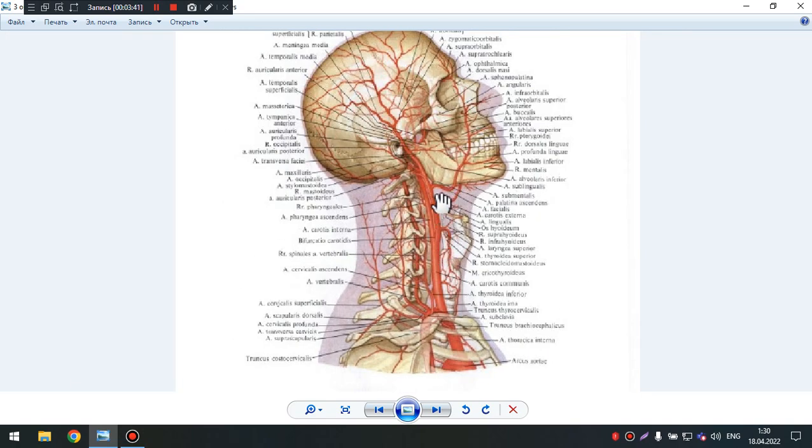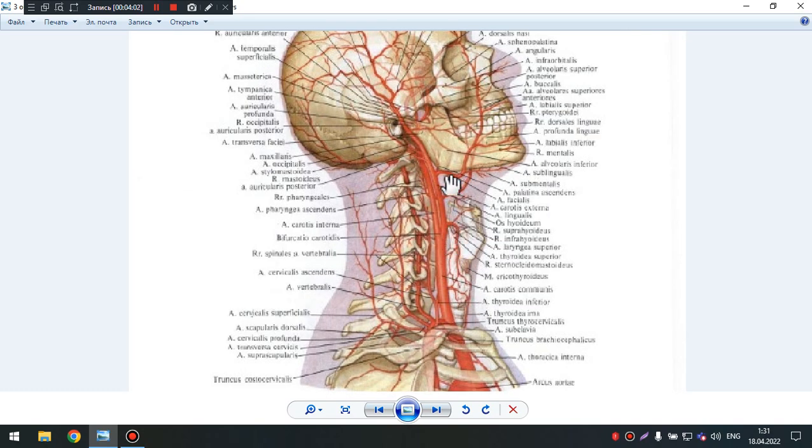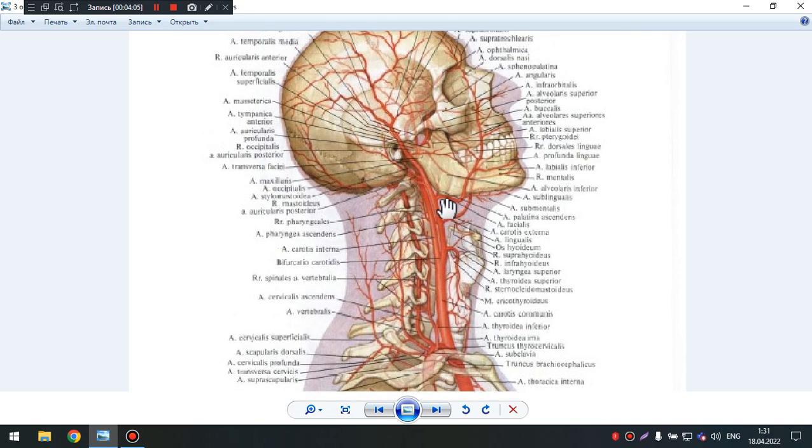External carotid artery blood supplies the organs of the neck and outer organs of the head. Internal carotid artery blood supplies the brain, membranes of the brain or meninges, and eyeballs. External carotid artery gives 9 branches, which subdivide into 3 groups: anterior group, posterior group, middle group.